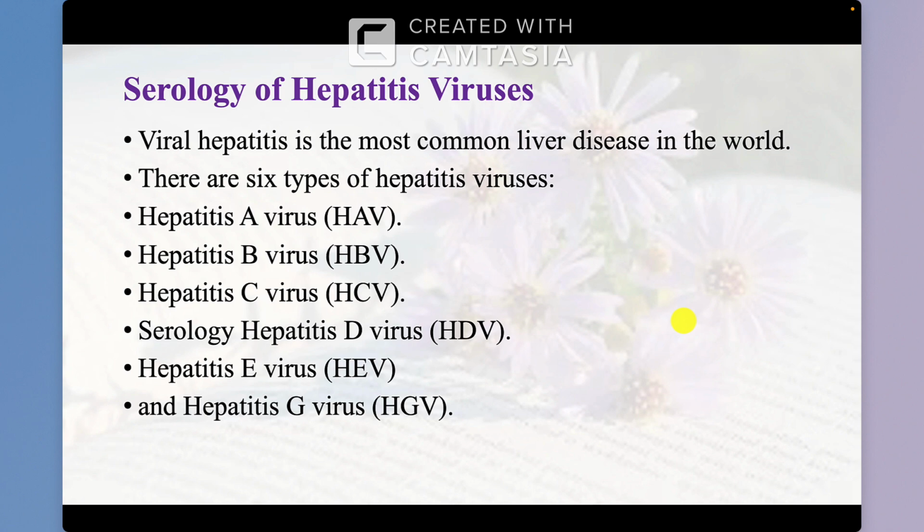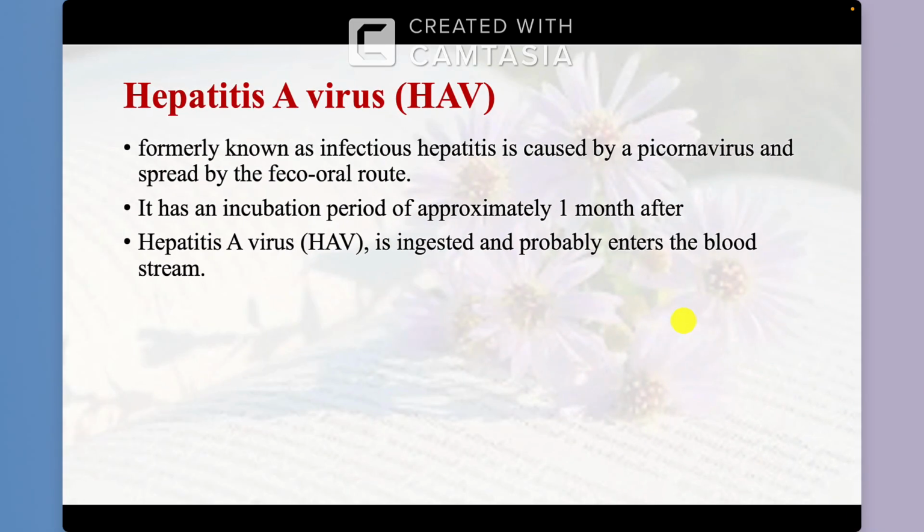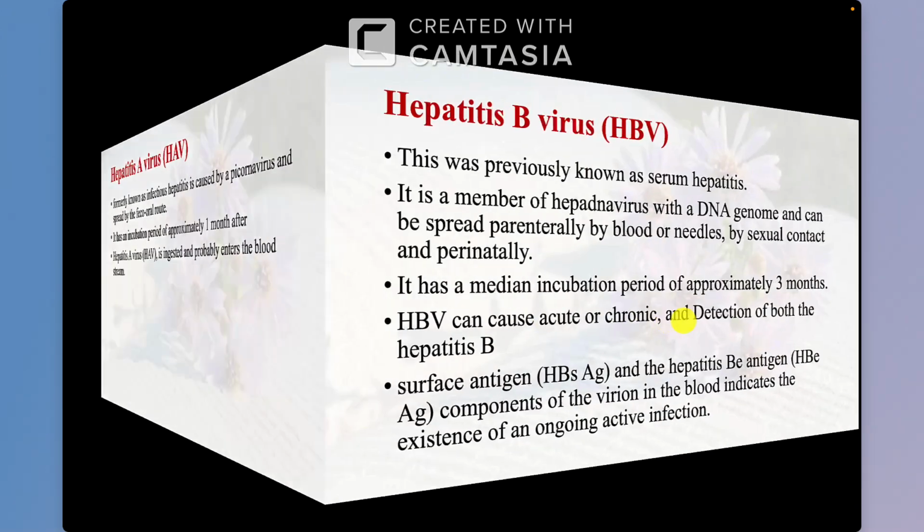Viral hepatitis is the most common liver disease in the world. We have 6 types of hepatitis: hepatitis A, B, C, D, E, and G. Hepatitis A, known as infectious hepatitis, is caused by a virus and spread by the fecal-oral route. The incubation period here is around 1 month.